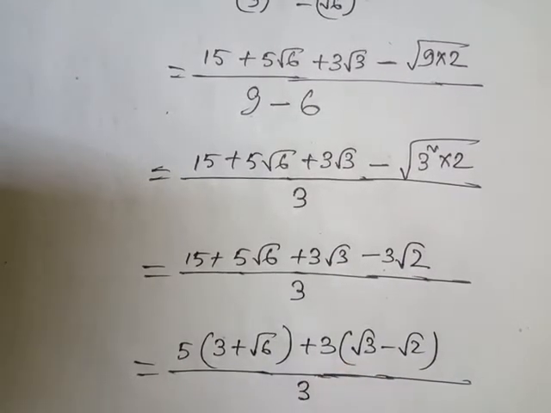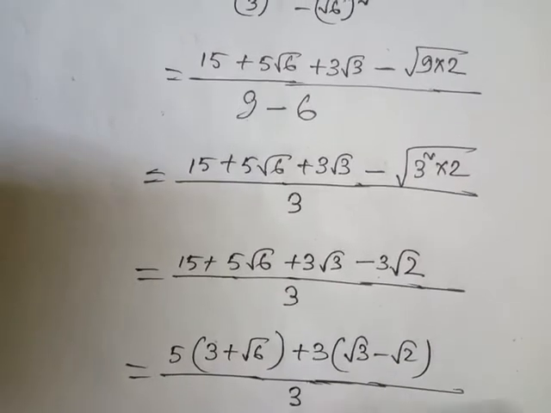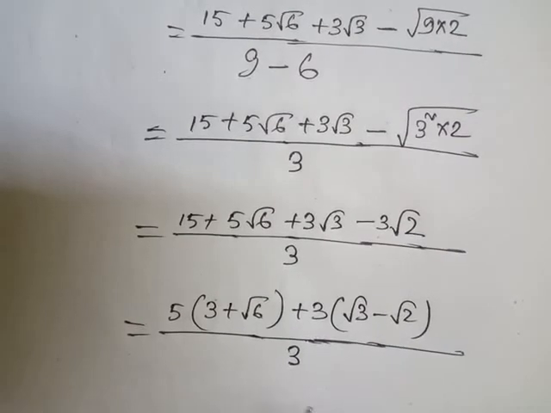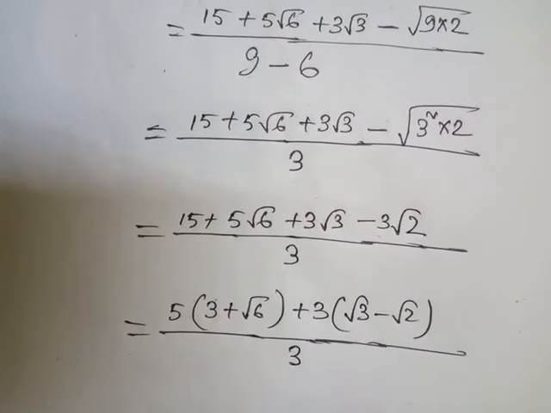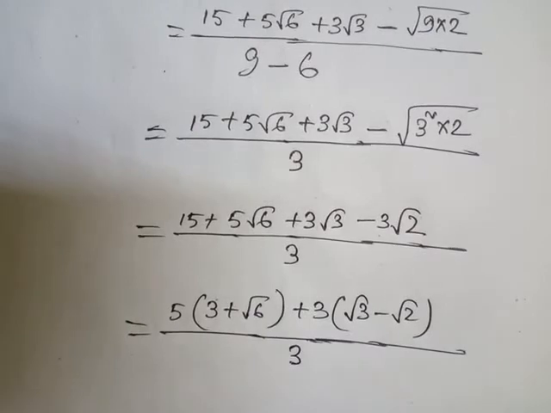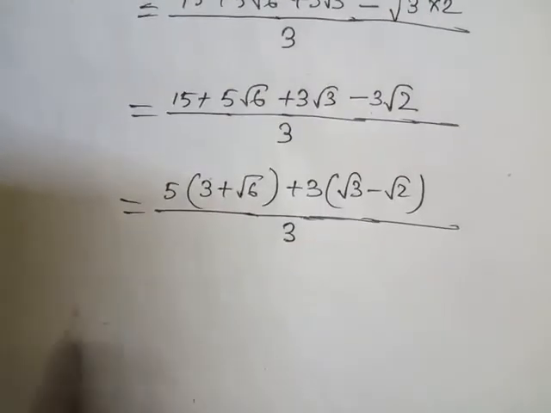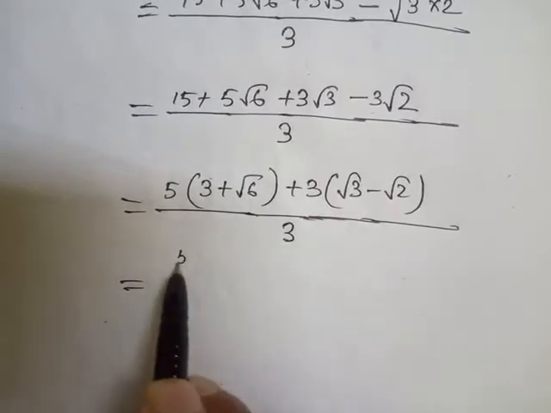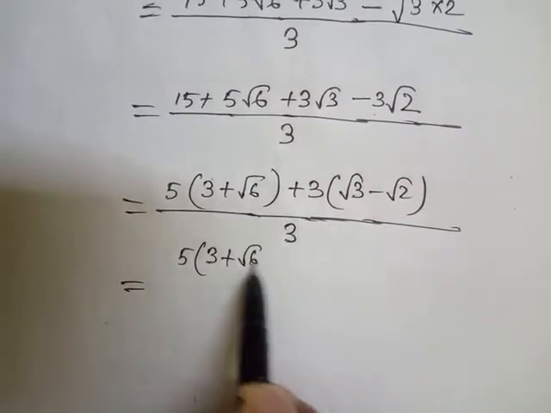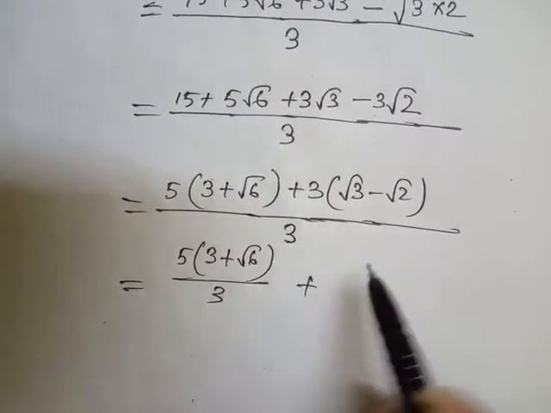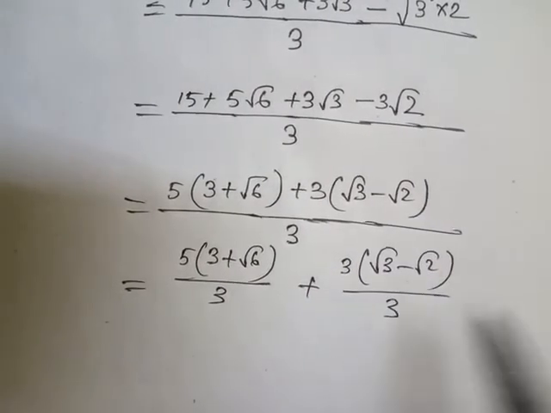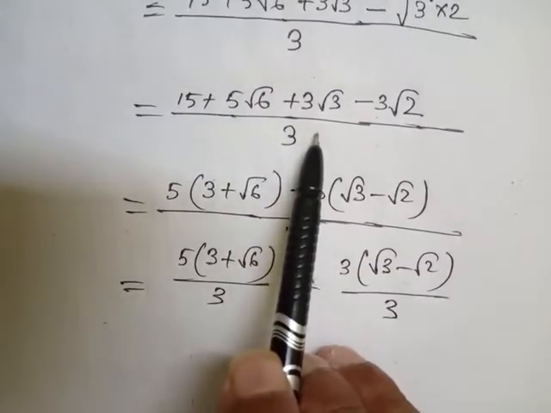We cannot take 3 common because we cannot cancel these 3 and 3, as there is a plus sign. So this could be the answer of the question. Or we can do one more step here. If we split up the whole answer, which means 5/3 plus root 6/3 plus 3 root 3 minus root 2/3, if we keep it here also it will be okay.